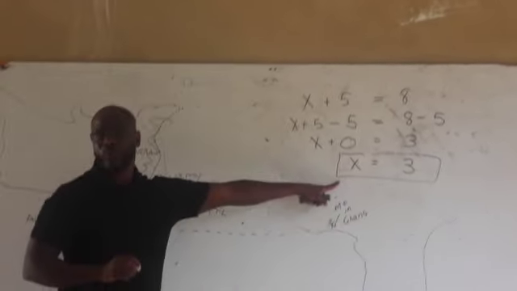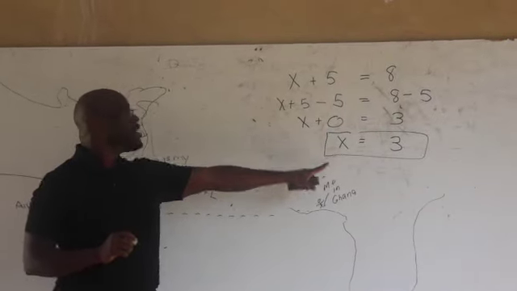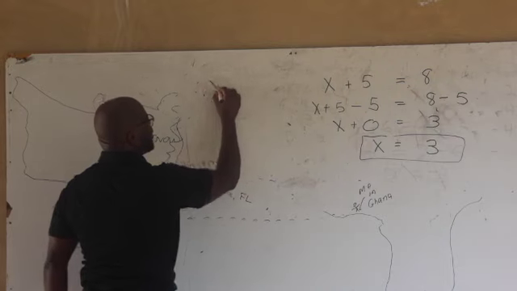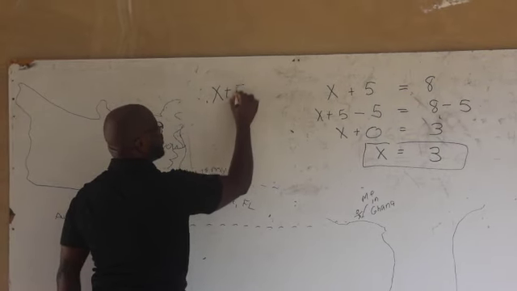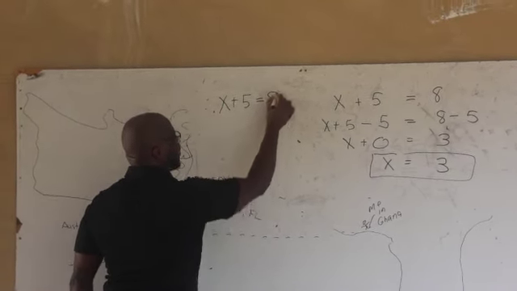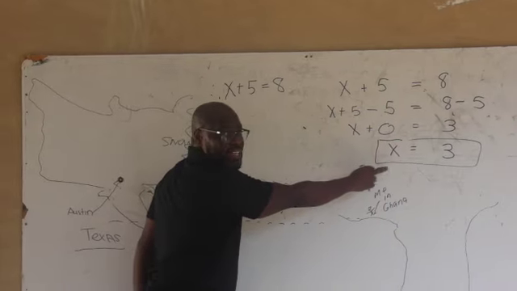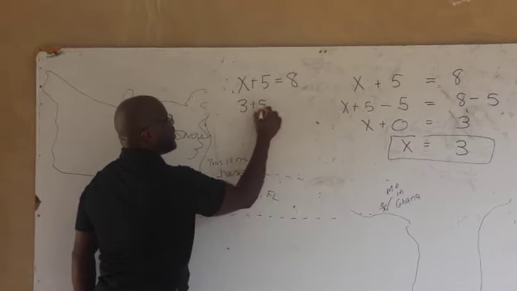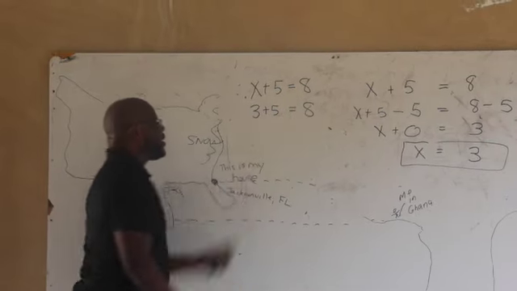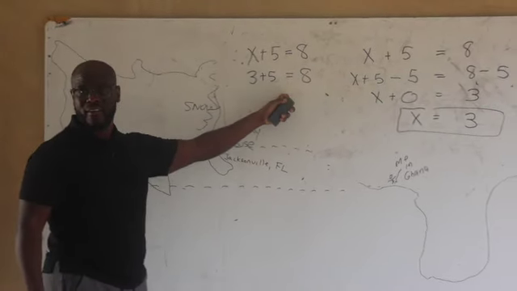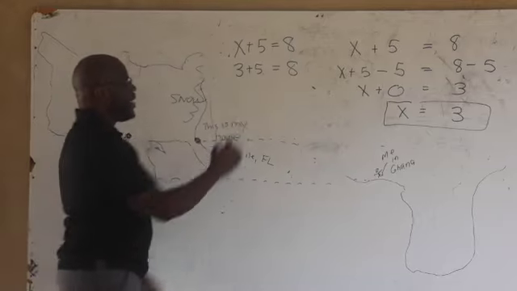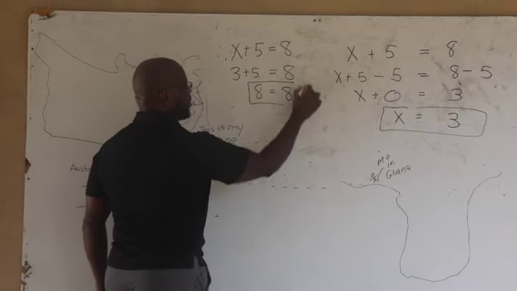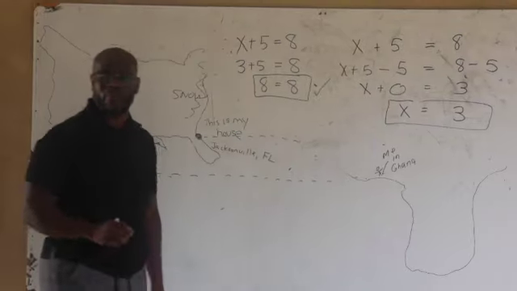So now we want to check our answer, right? What we do to check our answer is we plug it back into the equation. So we take the equation, x plus 5 equals 8. We're saying that x is equal to 3. So we're going to say 3 plus 5 equals 8. So what's 3 plus 5? 8. So 8 equals 8. So that checks out. So our problem is right.